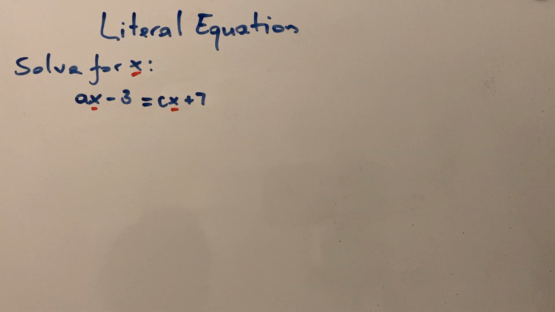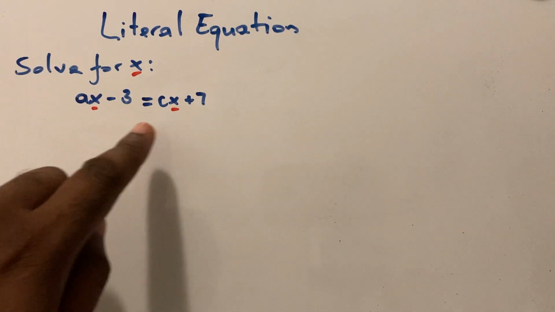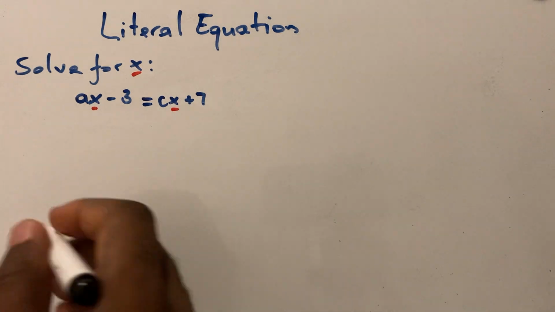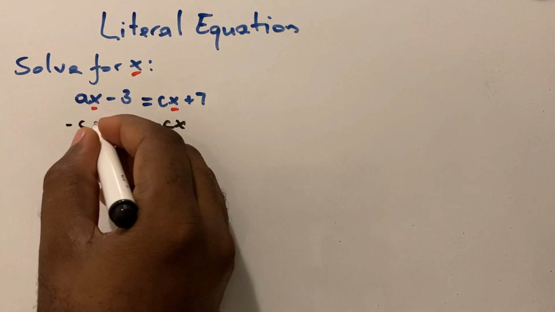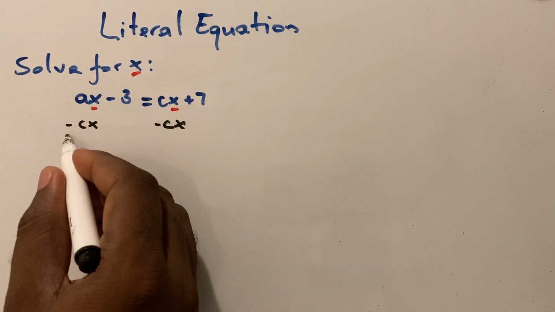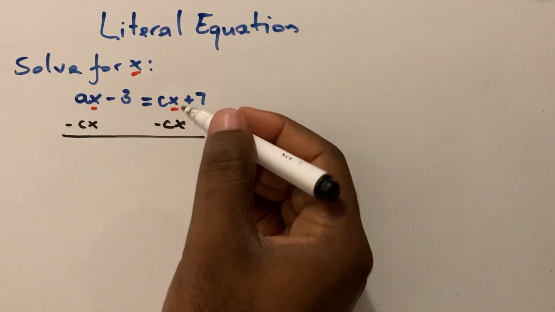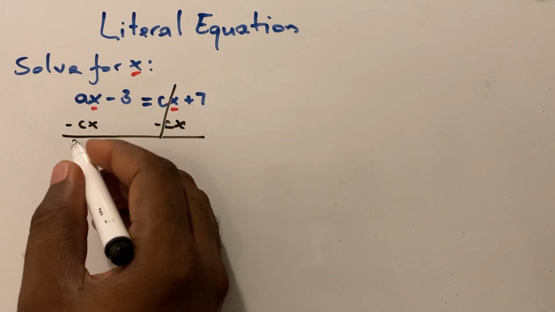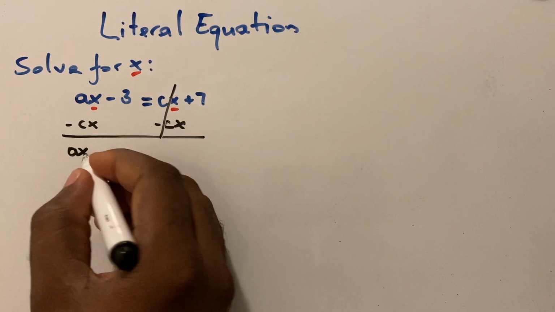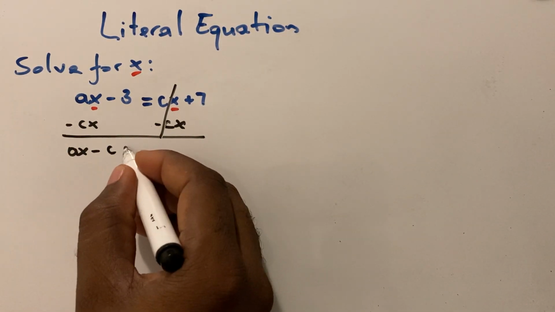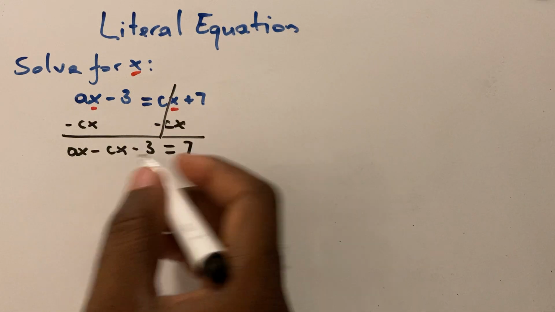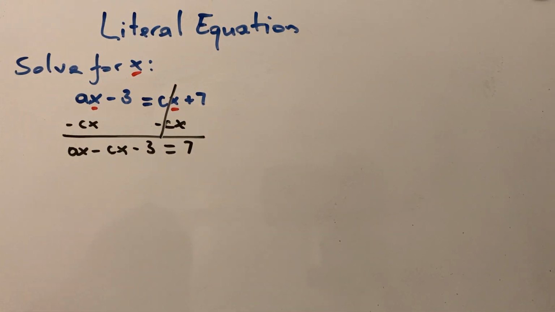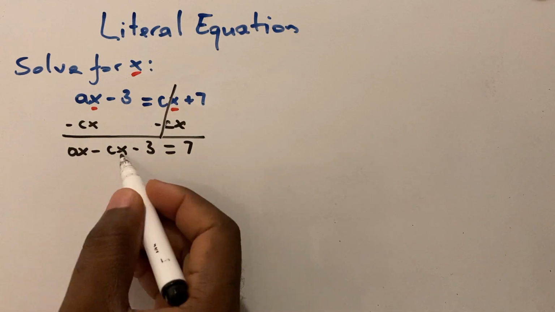In this case, I'm going to try to move all the terms with the x to the left. We can start by subtracting cx from both sides. Once you do that, you'll eliminate the cx on the right, and you're gonna end up with ax minus cx, and the -3 stays, equals 7. The key is to make sure you solve for x and keep track of the variable you need.